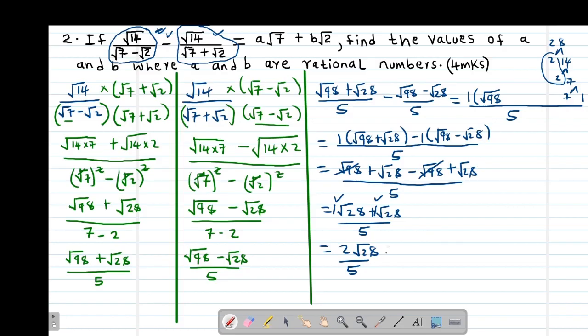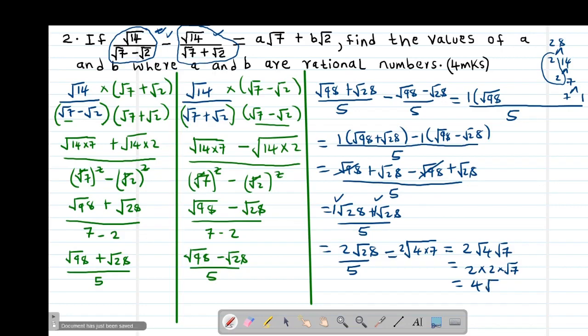So 28 can be rewritten as the root of 4 multiplied by 7, which can be rewritten as 2, the root of 4 multiplied by the root of 7, which can be written as 2, the square root of 4 is actually positive 2, then we have the root of 7. So this can be written as 2 times 2, I'll get 4 the root of 7. So this will be 4 root 7.